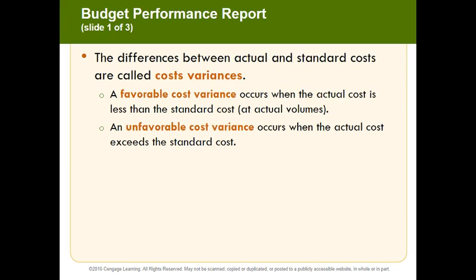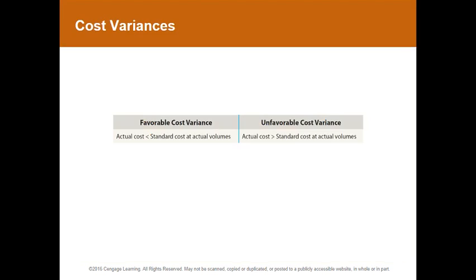Those differences, when we're going back and looking between the actual and the standard costs, are what we call cost variances. A favorable variance is when the actual cost, what actually happened, is less than the standard cost at actual volumes. An unfavorable cost variance happens when that actual cost exceeds the standard cost. This slide is just a little graphic to remind you of how that breaks down versus what is favorable and what is unfavorable.